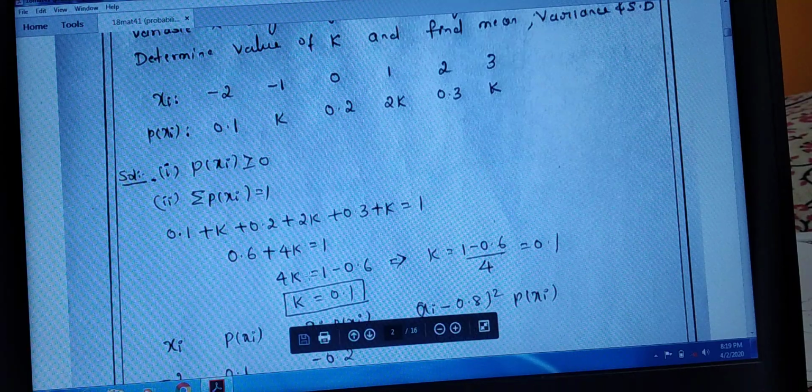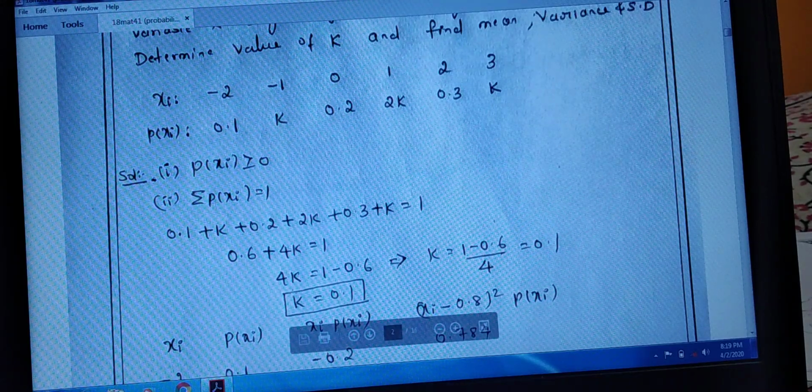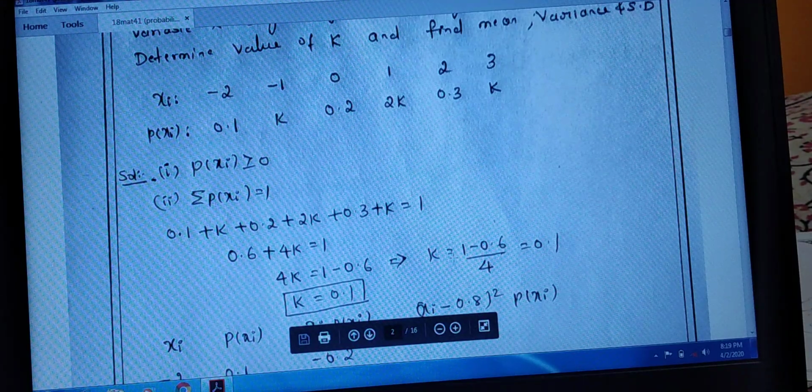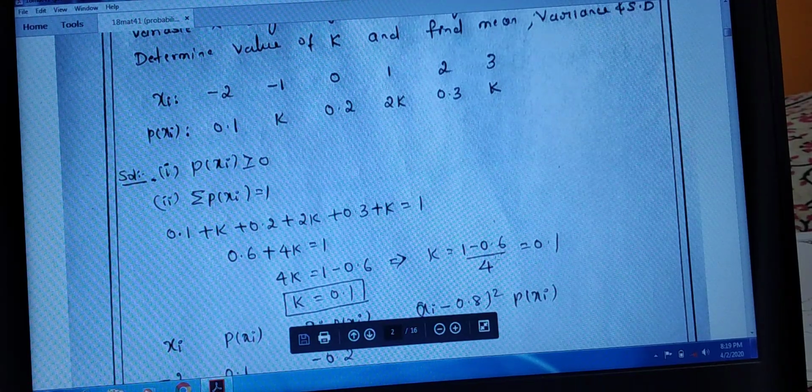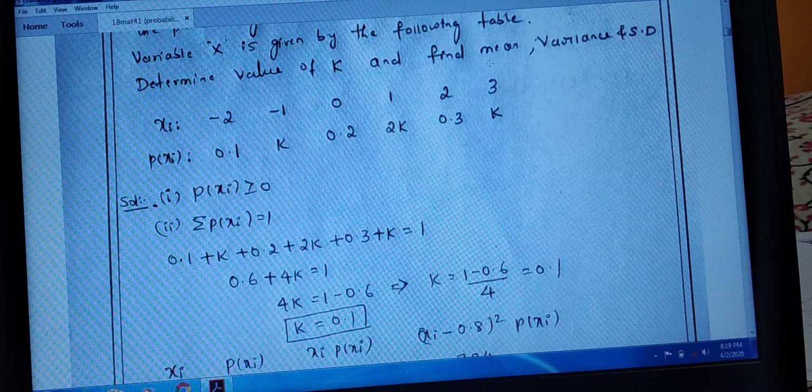So 4k equals 1 minus 0.6. We transfer the 0.6 to the right-hand side, and since we are finding the value of k, take the 4 to the other side. So k equals (1 minus 0.6) by 4, which equals 0.1. So the value of k is 0.1. Here we have determined the value of k. Next we have to find the mean, variance and standard deviation.